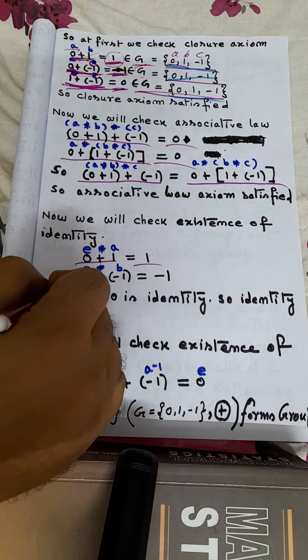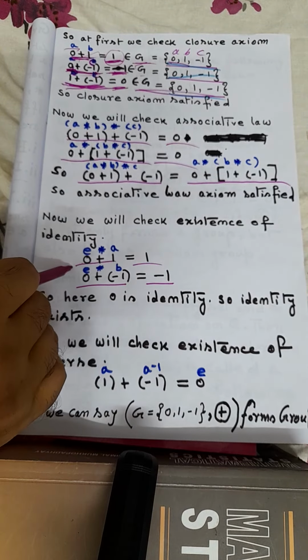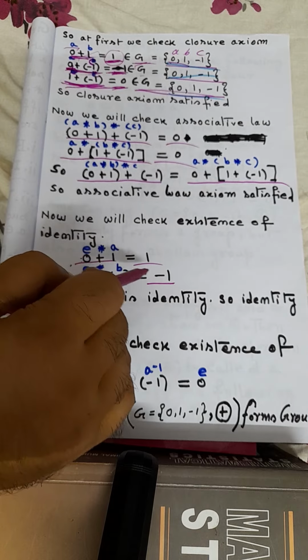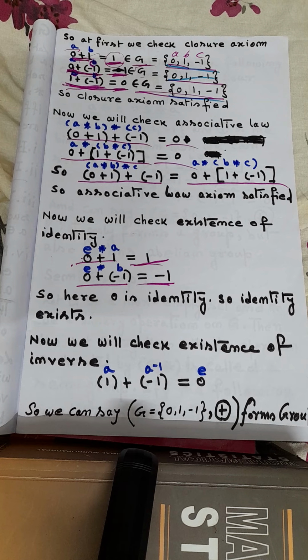If we add 0 with minus 1, what we will get? Minus 1. So here 0 will be the identity, because if we add any element with 0, what we will get? We will get the same element. So we can say that for this set with binary operation addition, 0 is the identity. Okay, now we will check for inverse.